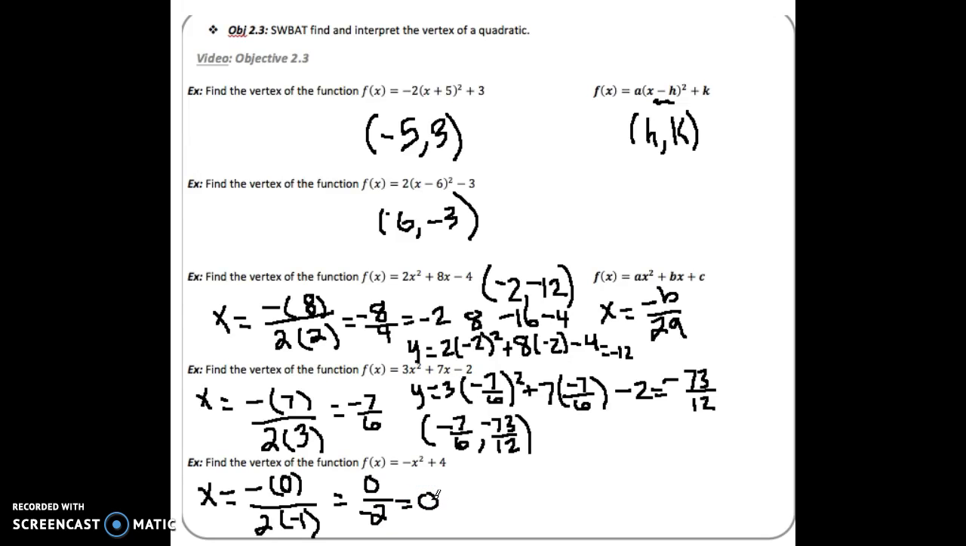And again, I'm going to plug that in here to get my y coordinate. So we have y is equal to negative times 0 squared plus 4, which gives us 4. So my vertex is 0, 4. Okay.